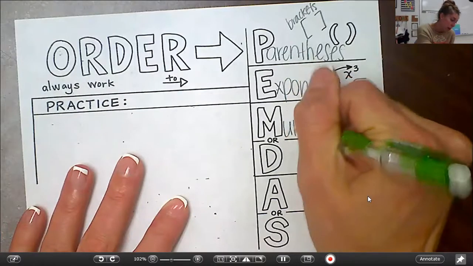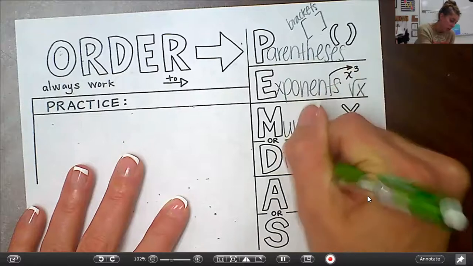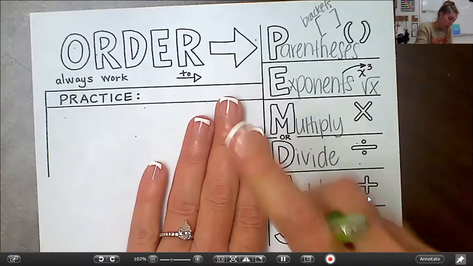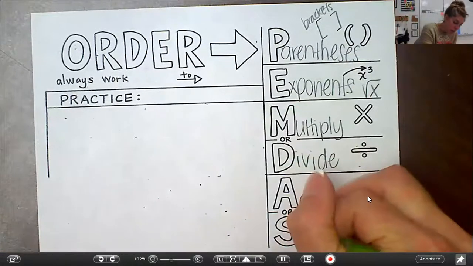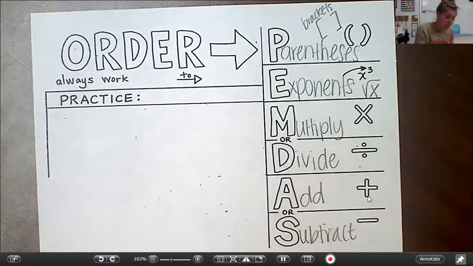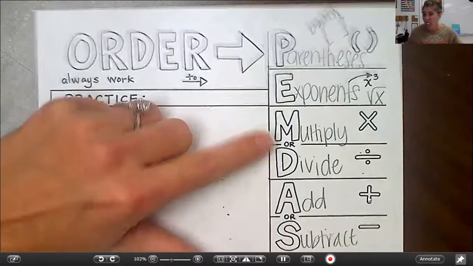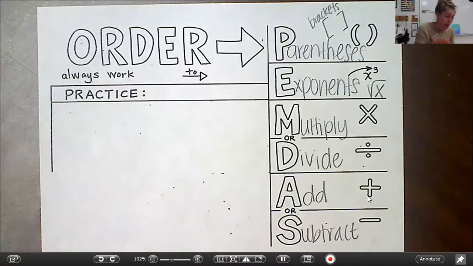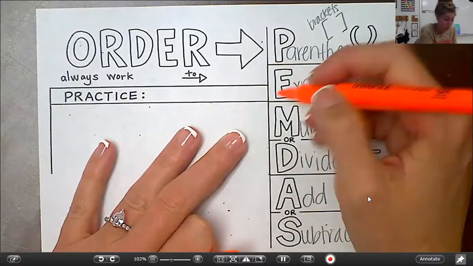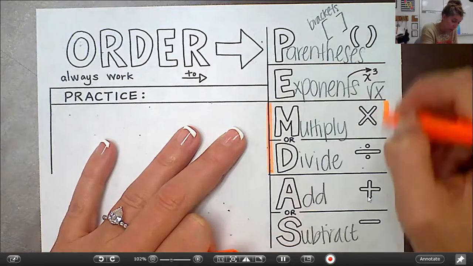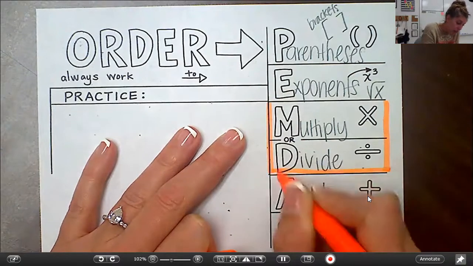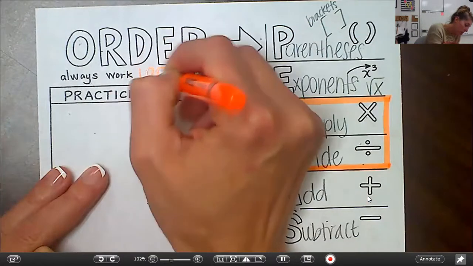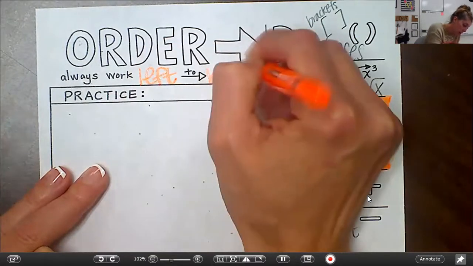Then there's multiply and divide. These are the kind of ones that are really familiar. Add and subtract. Now, something some people forget is when you have, see how they've got the word "or" in between those. This refers to the fact that multiplication and division are inverses of each other. Therefore, if you have multiplication and division in the same problem, you need to work from left to right.